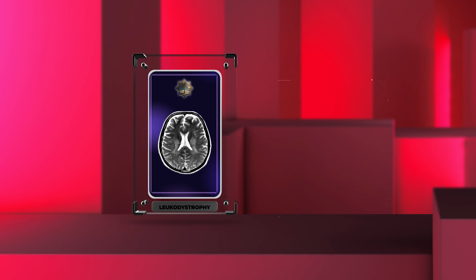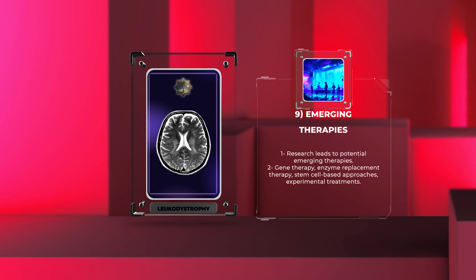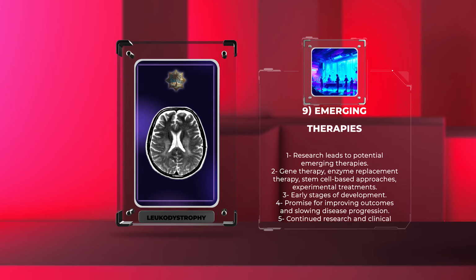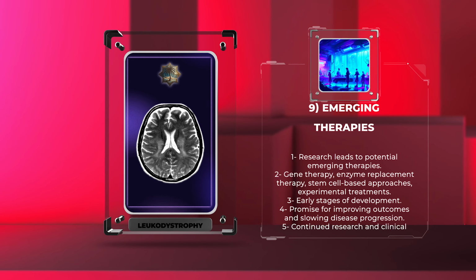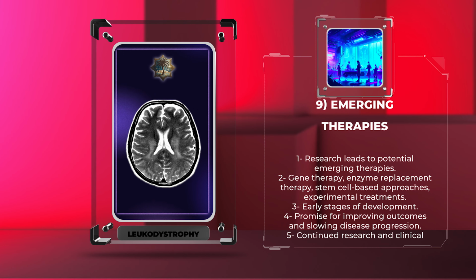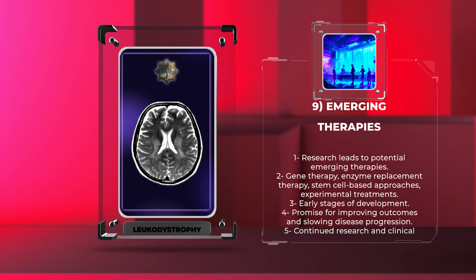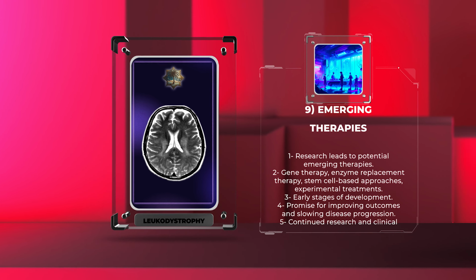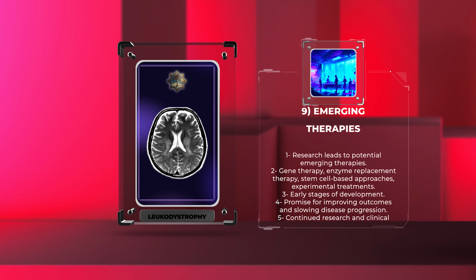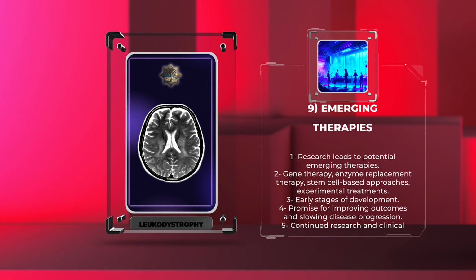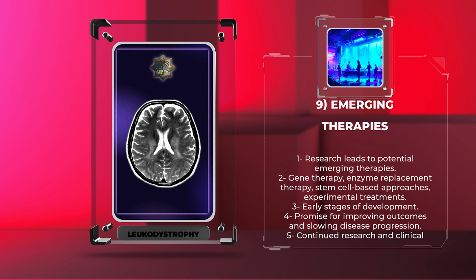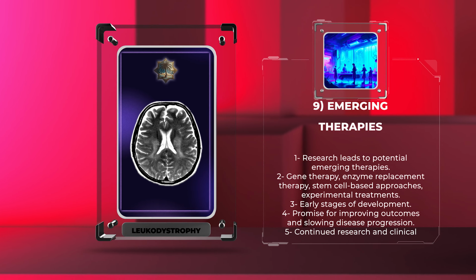Research in the field of leukodystrophy has led to exciting discoveries regarding potential emerging therapies. Some of these therapies include gene therapy, enzyme replacement therapy, stem cell-based approaches, and other experimental treatments. While it is important to note that these therapies are still in the early stages of development, they hold promise for improving outcomes and slowing down the progression of the disease in individuals affected by leukodystrophy. Continued research and clinical trials are crucial to further our understanding and optimize the potential of these emerging therapies.